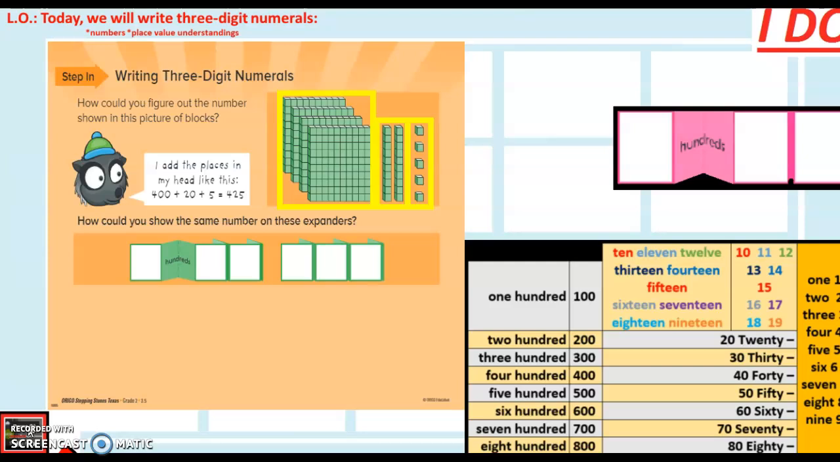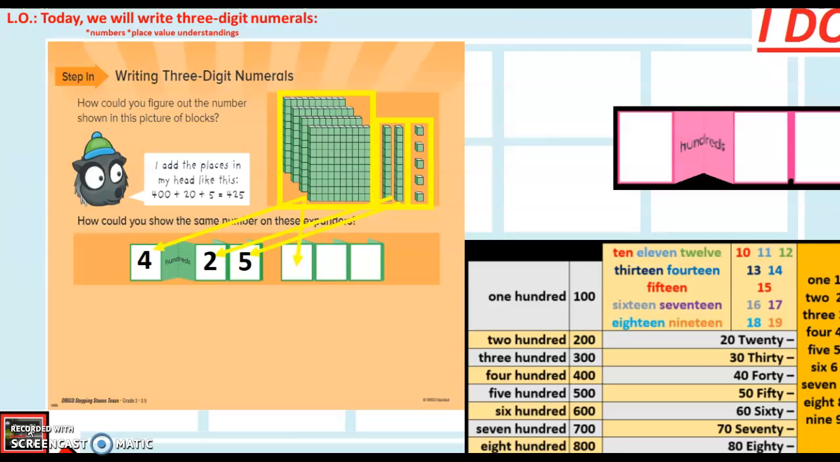So my hundreds, my flats, they're going to go in the first place value, the hundreds place value. I've got 4. Next, I'm going to be looking at those rods, and I have 2. Remember, there are 2 rods, but they really mean 20, 10, 20. Put that in the tens place value. After that, I have my units. I've got 5, and so they go in the ones place value. So I have 4 hundreds, 2 tens, 5 ones.